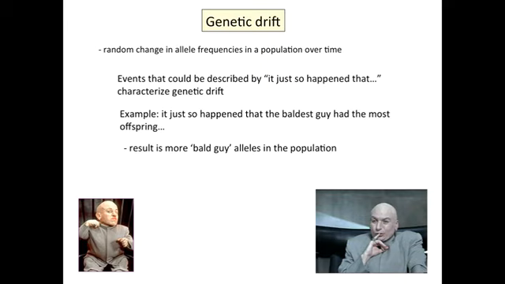Now, we'll talk more about genetic drift in this section of the course. It turns out to be very significant as a force in causing evolution in small populations. So imagine an island that only had 100 individuals, for example. A random change there can be very significant and can cause rapid change to the genetic makeup of the population.